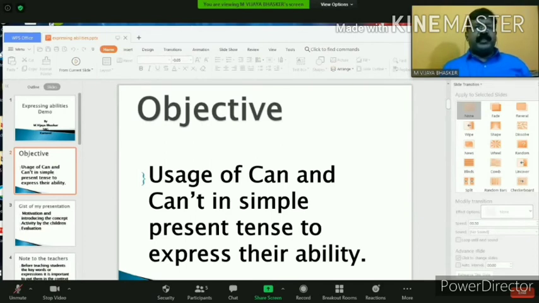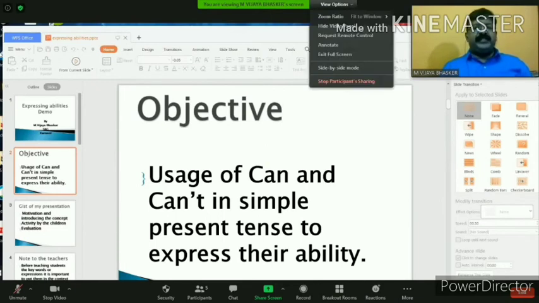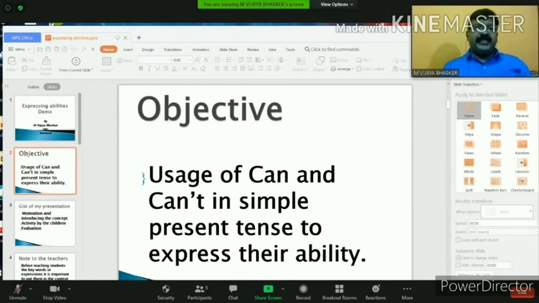Before starting, I would like to give a note to all teachers. Whenever we are going to introduce keywords or expressions to the children, it is very important to put them in context. When you contextualize things, it will be very easy for the children to learn.